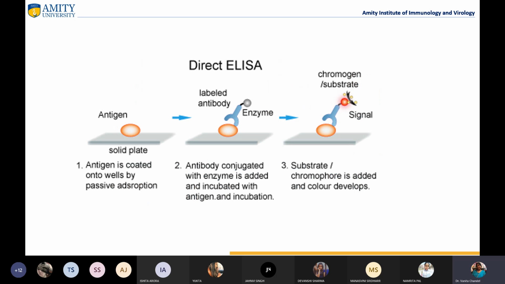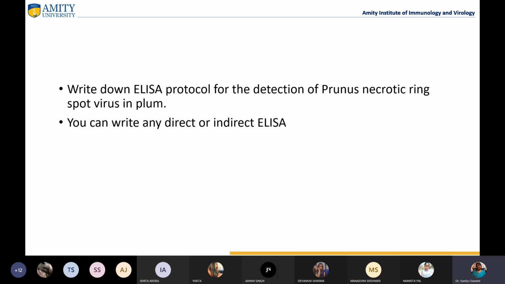And then direct, the antigen is directly coated. I mean, we put the antigen, we incubate it at 37 degrees Celsius for 1 hour or 2 hours, or we keep it overnight in the refrigerator. So these are the two methods of incubation which are used in ELISA, right? Then we add a labeled antibody which is enzyme linked, and the substrate is added, right? So these are the ELISA methods that are commonly used.